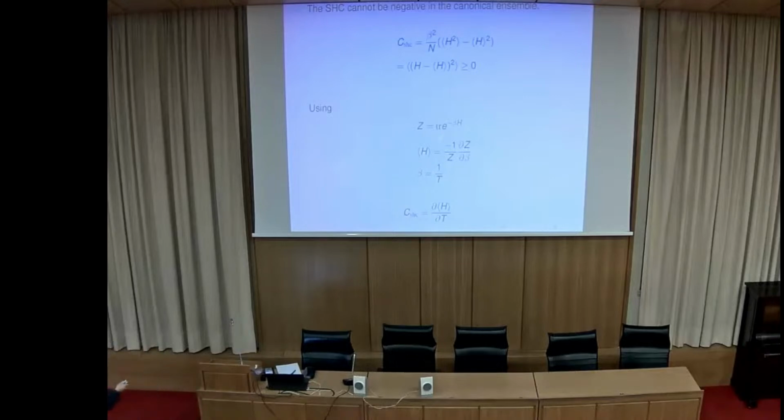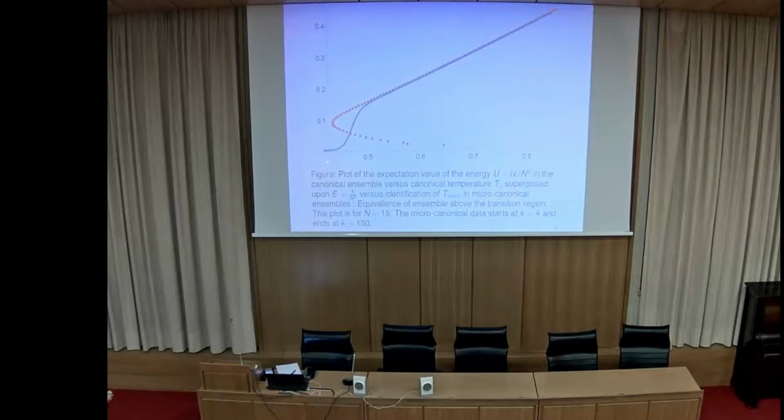So in the canonical ensemble, the specific heat is a derivative, you can work out the dispersion of the energy, and it's always positive. So if you plot the energy versus temperature in the canonical ensemble, in the region where you're getting negative things, that's around where you're getting this transition. But this slope is positive, so that's the canonical one, and that's the microcanonical one. And once you go beyond the transition, they will agree.